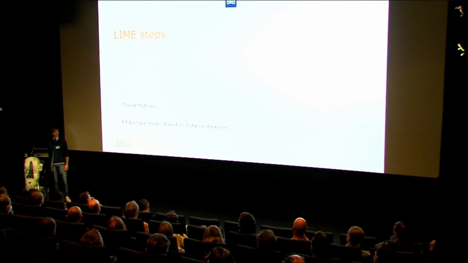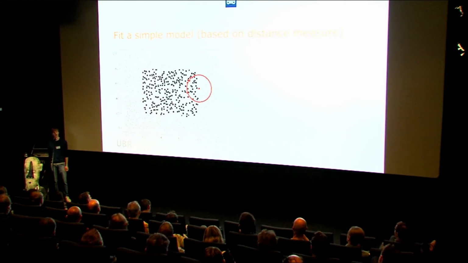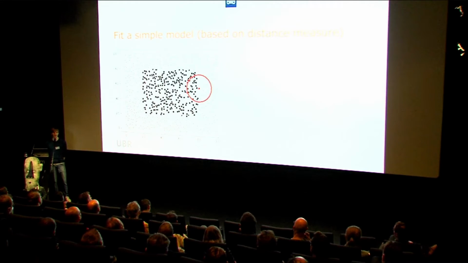And then we're going to fit a simple model, and you can choose which kind of model this is. This can be a decision tree or a regression model, a model that is interpretable and understandable. The fitting of the simple model is done based on the distance measure. So all points that are close to the point of interest are used in the fitting of this model.